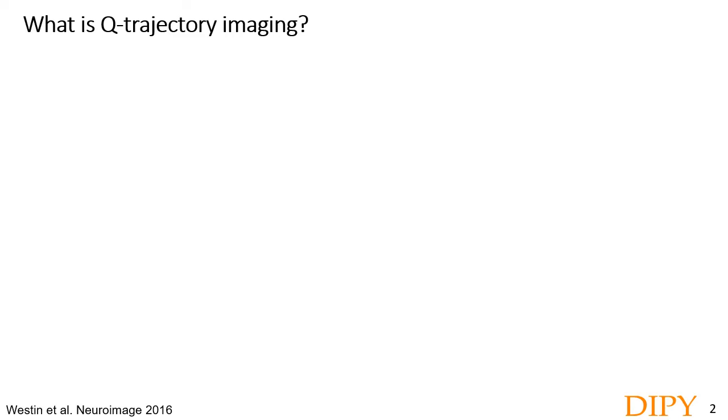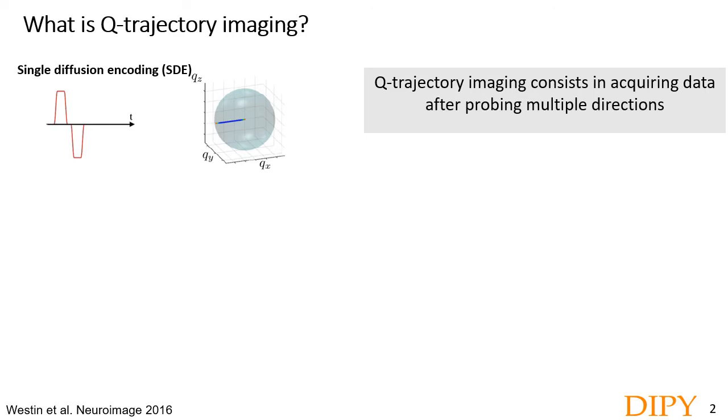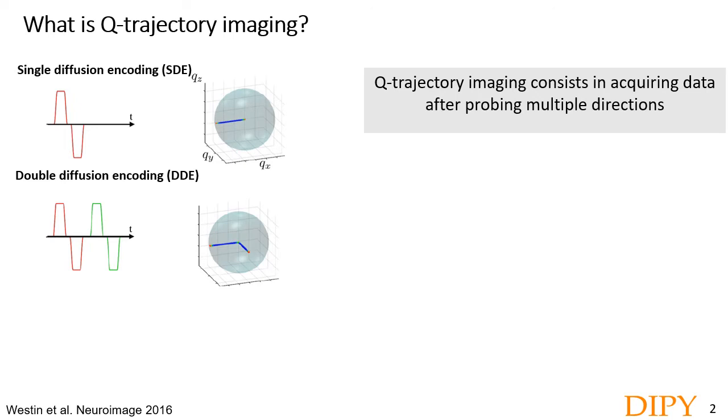Instead of acquiring images after applying single directions and magnitudes, as done in single diffusion encoding, q-trajectory imaging consists of acquiring signals after probing diffusion in multiple directions. This can be done by, for example, applying two diffusion encoding blocks before acquiring the diffusion data. Each of these diffusion blocks can probe different magnitudes and directions, so they have independent directions and magnitudes, as shown here in the q-space image.